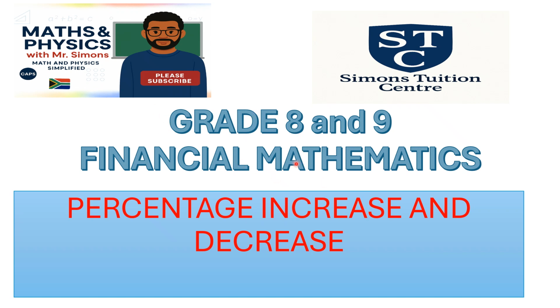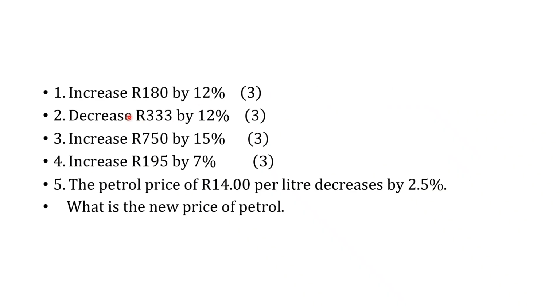Hi and welcome back to another maths lesson, Grade 8 financial maths, also a question for Grade 9, looking at percentage increase and decrease. So question 1, they want me to increase the value 180 by 12% for 3 marks, decrease 333 by 12% for 3 marks, increase 750 by 15% for 3 marks, increase 195 by 7% for 3 marks.